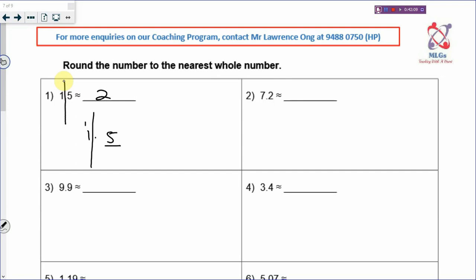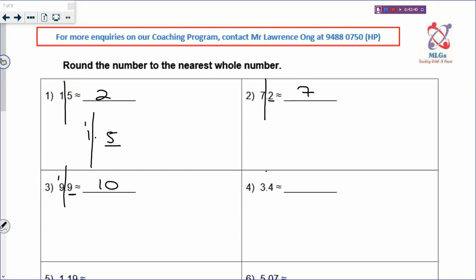Alright, same thing for 7.2. So you draw a line, and you look at the 2. Is it 5 and bigger? No. So you don't add 1. So it's 7. Alright, how about the next one? How about 9.9? What's the nearest whole number? So you draw a line, right, to show what? To show the digit on the left side, which is your whole number. Then you look at the 9 here. Is it 5 and bigger? Yes. Then you add 1 to the whole number, which is 10. So now you have 10 already.